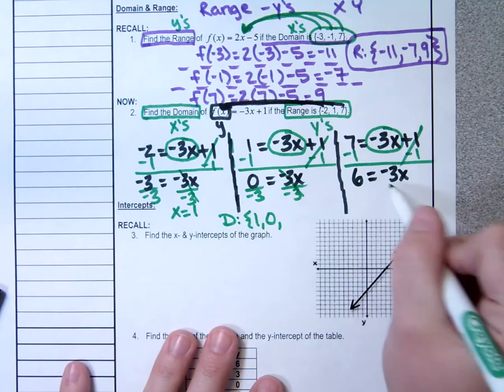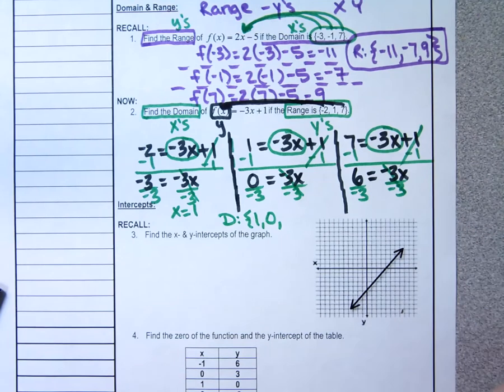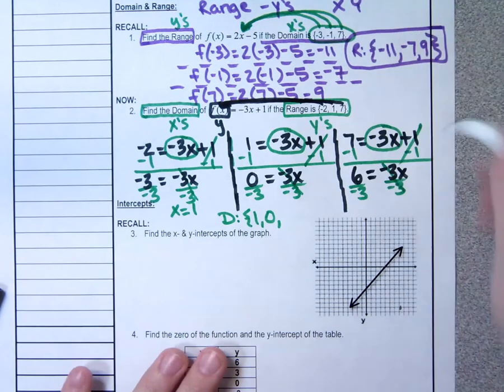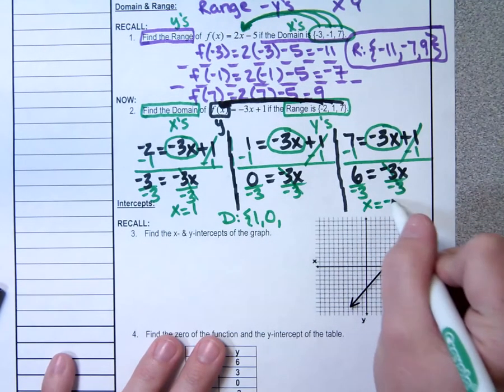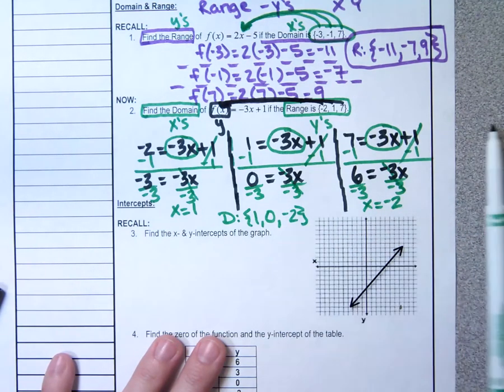And then I undo multiplication with division. So I divide both sides by negative 3. And what is that answer? It is negative 2. And that's my last x answer, so that's my last domain answer.